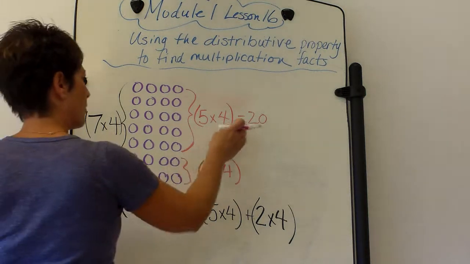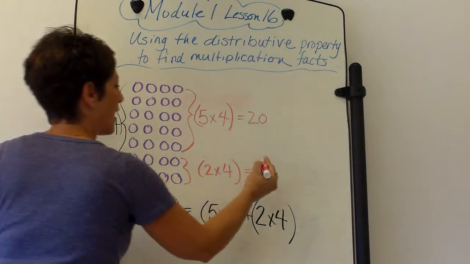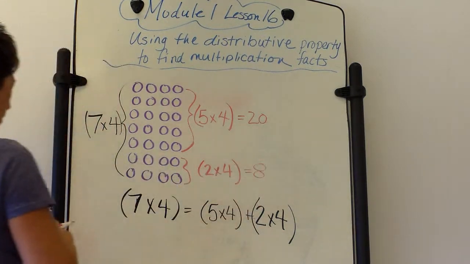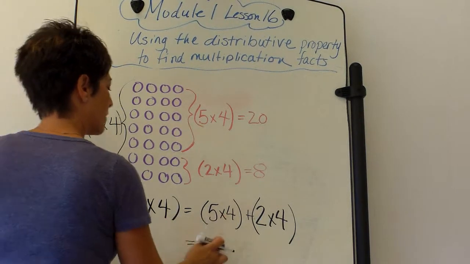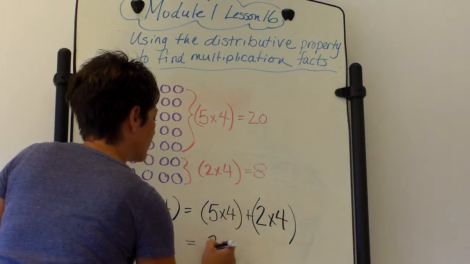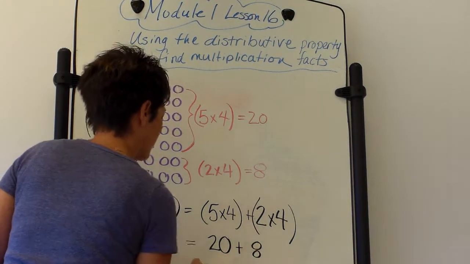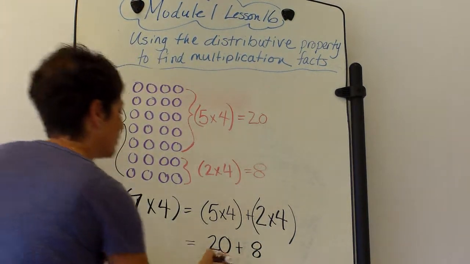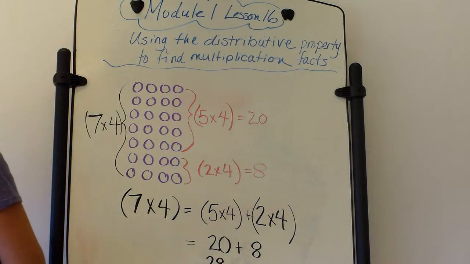All right, so we already know this chunk equals 20. 2 times 4 equals 4, 8. I'm going to put it all together. 7 times 4 equals 20 plus 8, which equals 28. 7 times 4 equals 28.